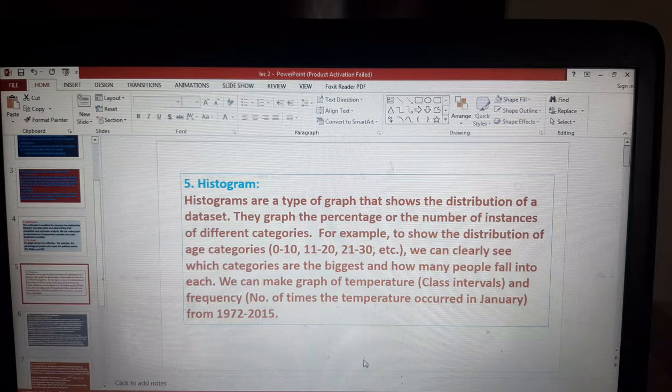Histograms are a type of graph that shows the distribution of a dataset. They graph the percentage or number of instances of different categories. For example, to show the distribution of age categories 0 to 10, 11 to 20, 21 to 30, etc., we can clearly see which categories are the biggest and how many people fall into each. We can make a graph of temperature class intervals and frequencies, the number of times the temperature occurred in January from 1972 to 2015.